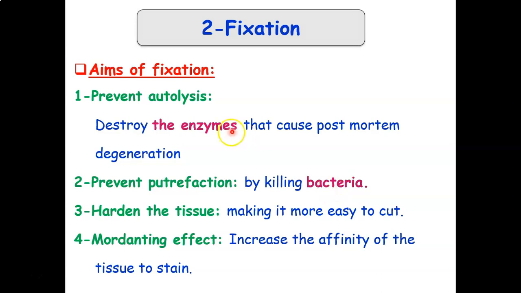So when we take the biopsy outside the human body, or when we take the tissue outside, it will be attacked by intrinsic enzymes and extrinsic bacteria. The aim of fixation is to stop these two enemies, destroy the enzymes, kill the bacteria, and harden the tissue, and this will make it easy to be cut, and mordanting effect, and this increases the affinity of the tissue to stain.